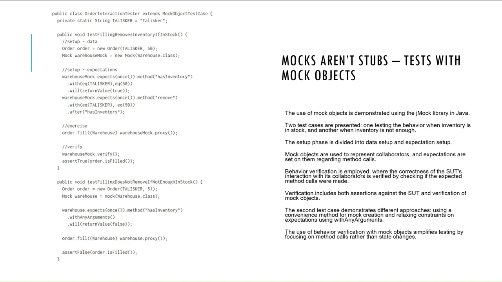Behavior verification is employed, where the correctness of the SUT's interaction with its collaborators is verified by checking if the expected method calls were made. Verification includes both assertions against the SUT and verification of mock objects. The second test case demonstrates different approaches using a convenience method for mock creation and relaxing constraints on expectations using with any arguments.